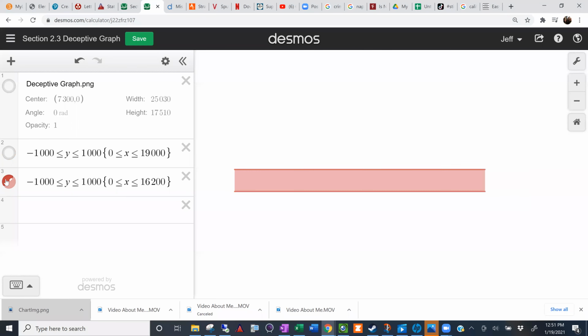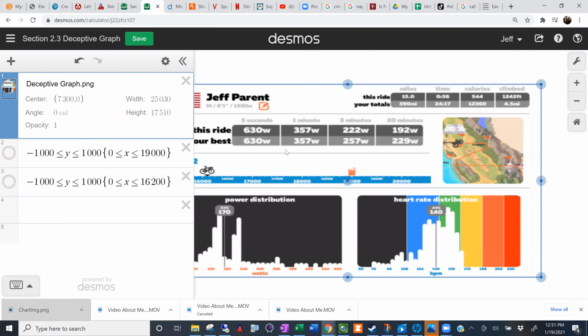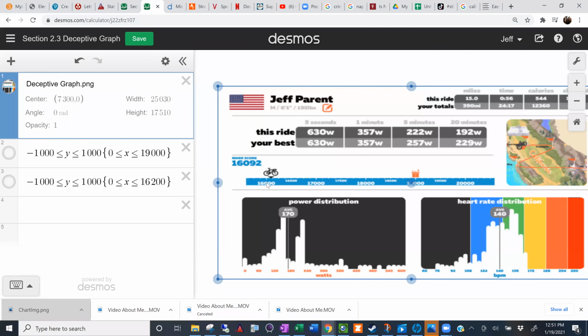And why is that? The reason that's so is because the graphic has me starting at 16,000. It doesn't start at 0. And that's a problem because it accentuates that difference. Now you can see that in other places as well.